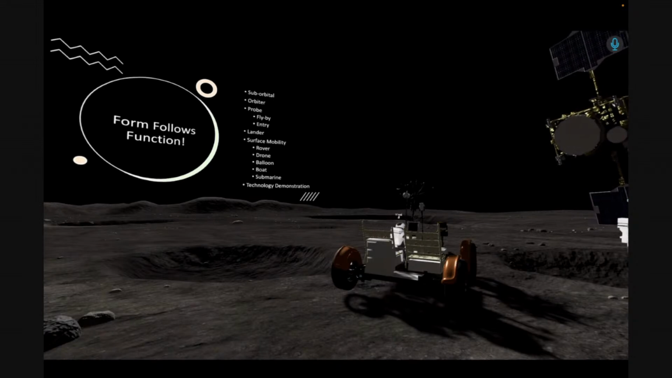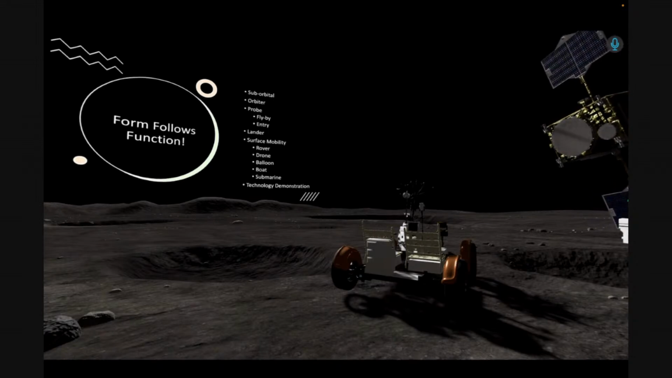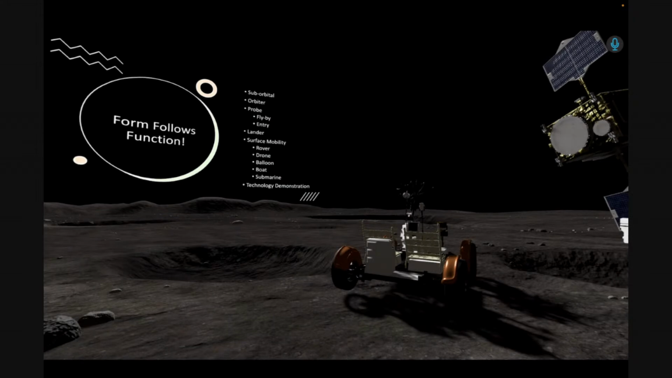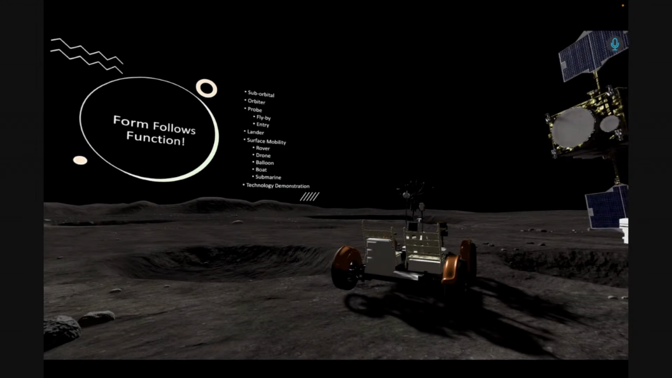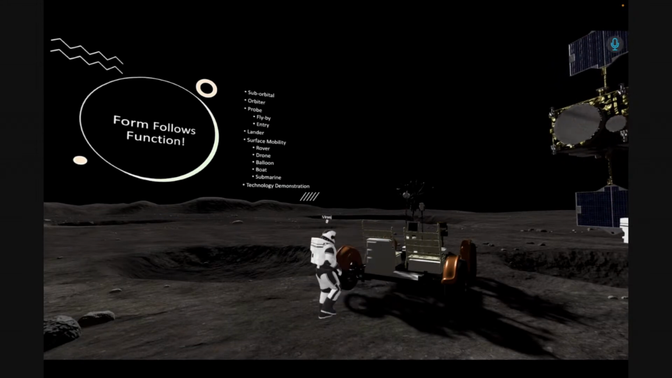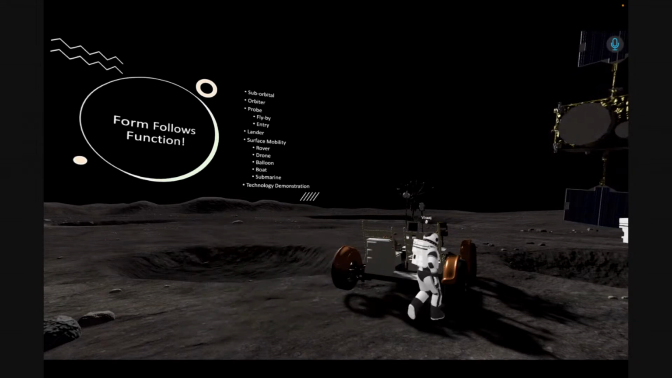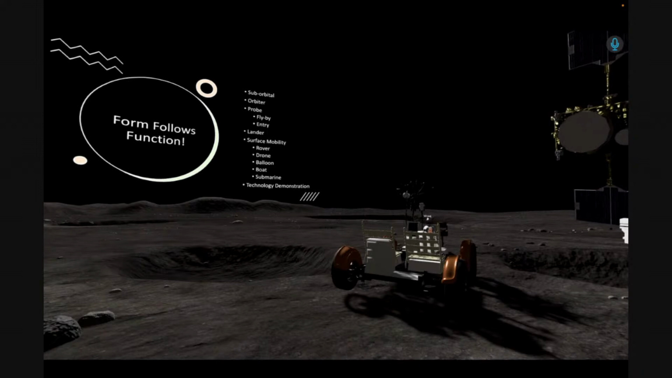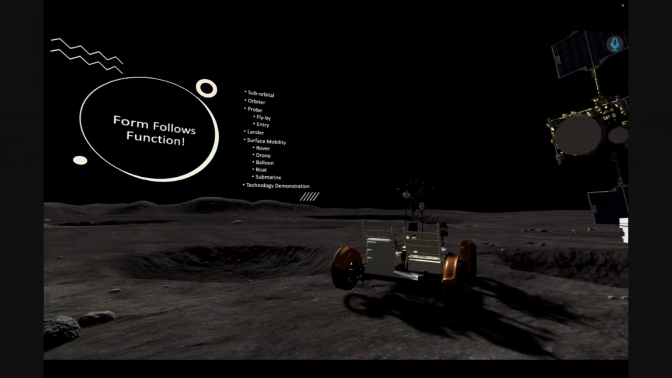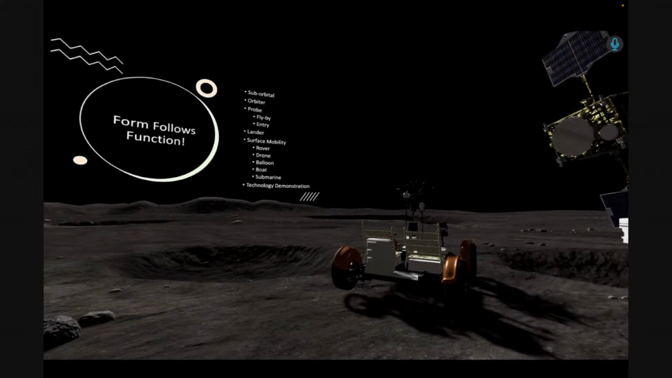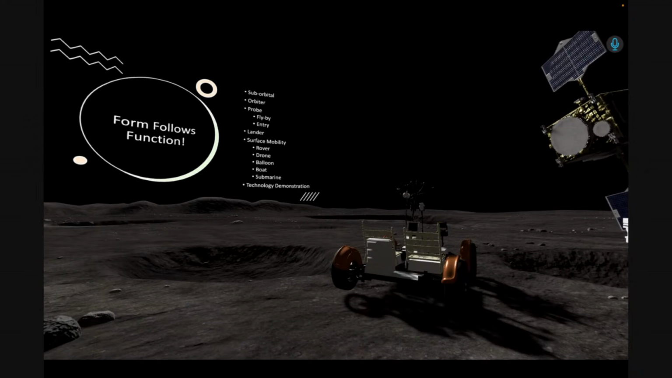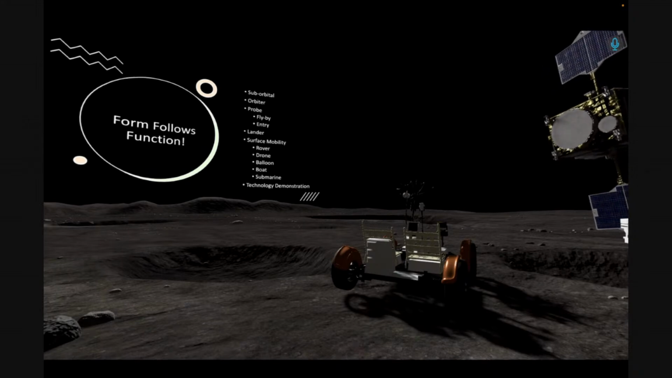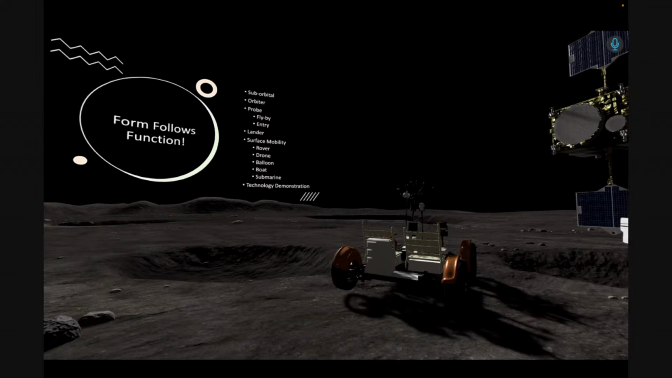Okay, so in that sense, form follows function. In the presentation you can see, for example, we have suborbital, we have orbiters, we have probes, we have landers, we have surface mobility, as we are seeing now. So all these things are spacecraft. These are space vehicles that are designed in very different ways with very different objectives.